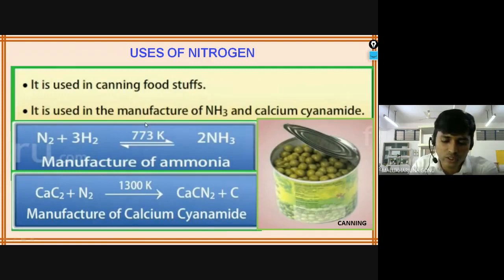Okay, uses of nitrogen. Just go through that one as we have seen. Manufacturing of ammonia, and it is used in canning of foods, like the Lay's example I have given. The same way it can be done. And manufacturing of calcium cyanamide, which is used in drugs and pesticides. This is how calcium cyanamide can be prepared by nitrogen. Nitrogen when reacted with the calcium carbide, this can be prepared.